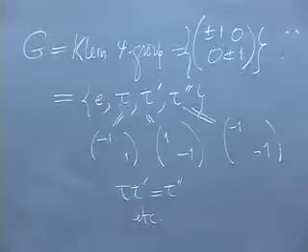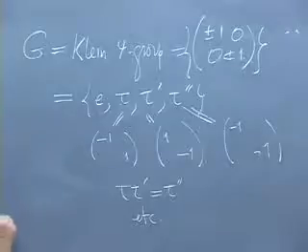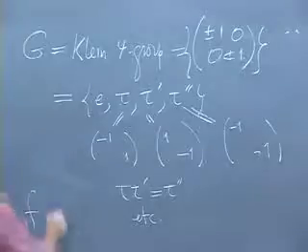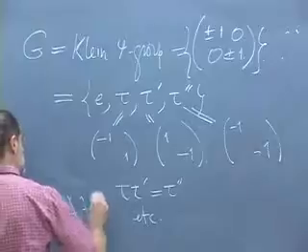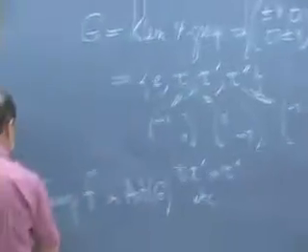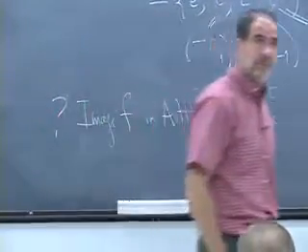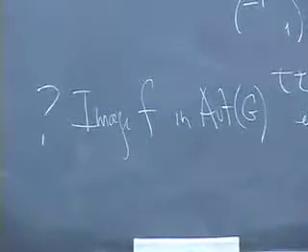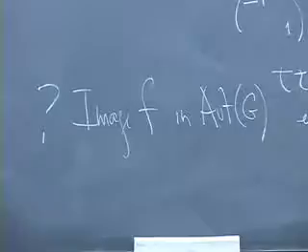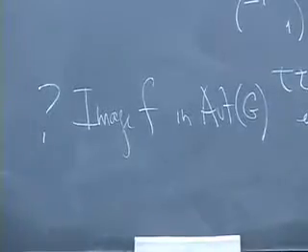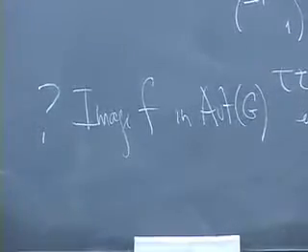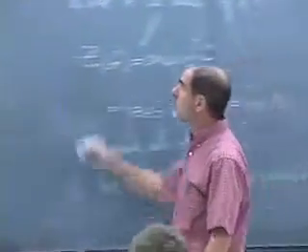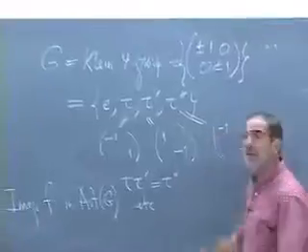What is the image of F in Aut G in this case? Well, what do I get when I conjugate by an element in this group? What kind of automorphism do I get in this group if I conjugate by one of these matrices?